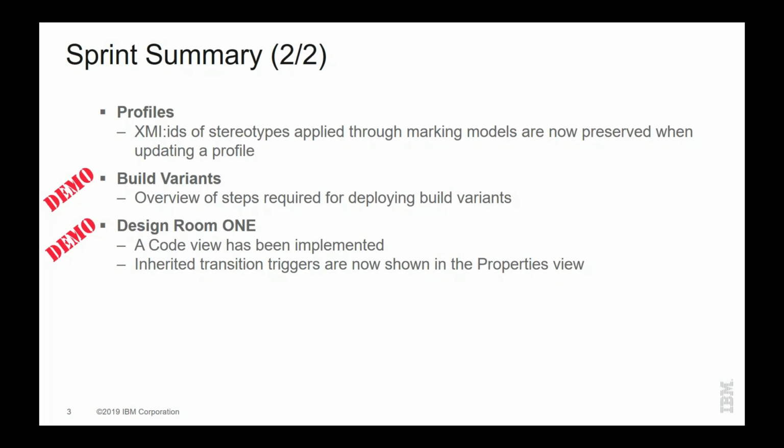And finally, we have made some improvements in the web publishing feature, Designer 1. So there is now a code view that can be used for showing the code snippets in the web application. And also we made a couple of minor improvements in the properties view. For example, inherited transition triggers are now shown there.